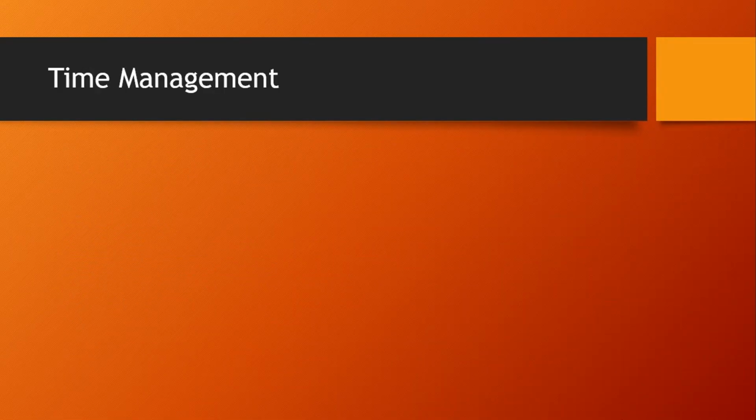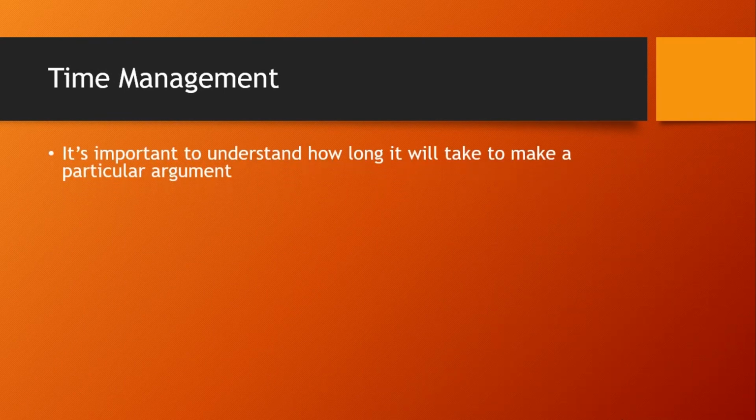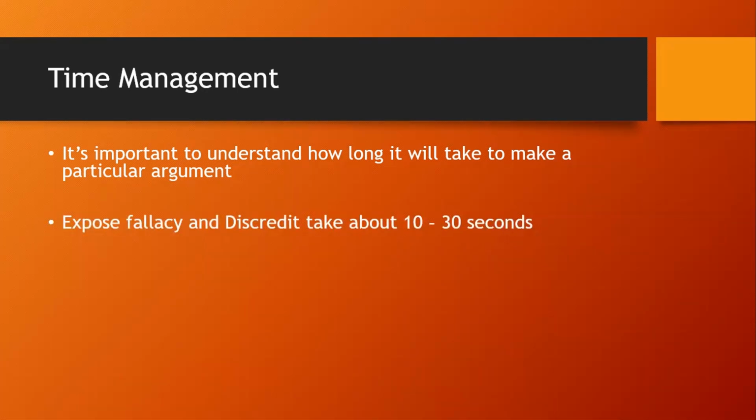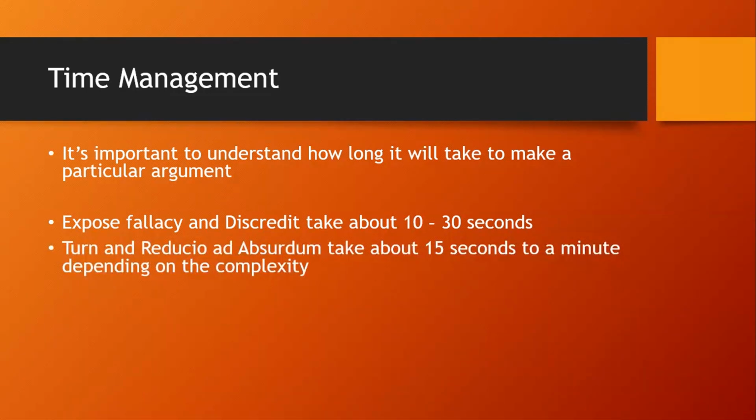All right, now another thing to think about is time management. It's important to understand how long it will take to make a particular argument. Exposing a fallacy and discrediting takes about 10 to 30 seconds, depending on how long you're talking about it. Turns and reductio ad absurdums take 15 seconds to a minute, depending on the complexity of the turn or the example you're using for the reductio ad absurdum. And a critique could take anywhere from 30 seconds to 2 minutes.